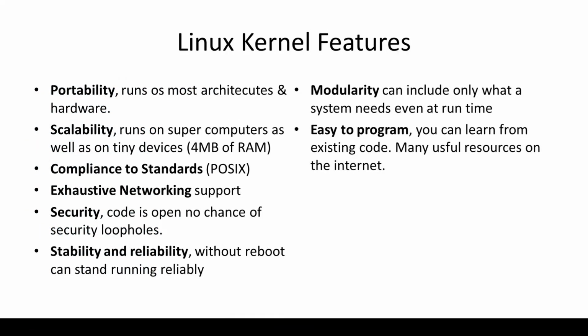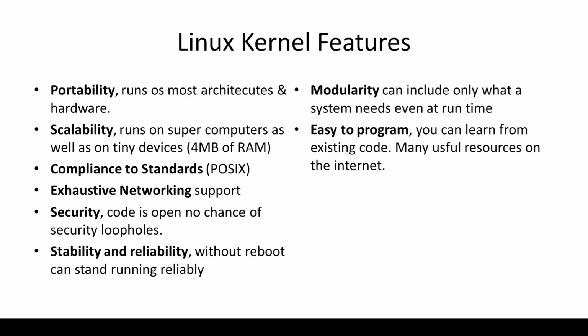Let's see a few of the Linux kernel features. Portability: it runs on most architectures, like x86, ARM, and RISC. Scalability: it can run on a small, tiny device with 4 MB of RAM, and also on a supercomputer with 250 GB of RAM, for example. Compliance to standards: POSIX stands for Portable Operating System Interface. That means if a kernel is POSIX compliant, other applications that follow POSIX standards are capable of running on this kernel. So we can run Unix applications on Linux, because Unix is also POSIX compliant and Linux is also POSIX compliant.